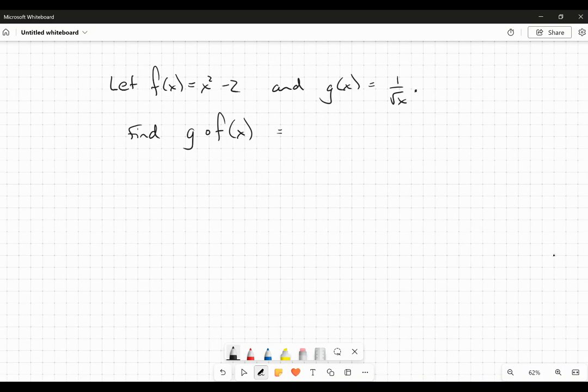Now I want to find this little o there, f of x. Now that's not a filled in dot. That's not multiplication here. Okay, this is composition. This open dot means g of f of x. Okay, so this is a function being substituted inside another function.